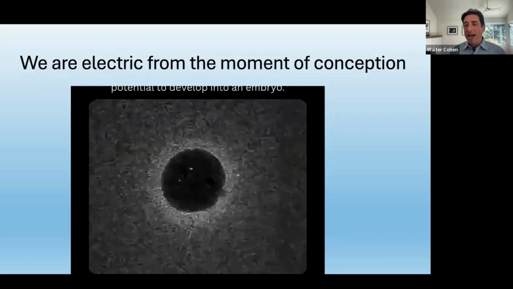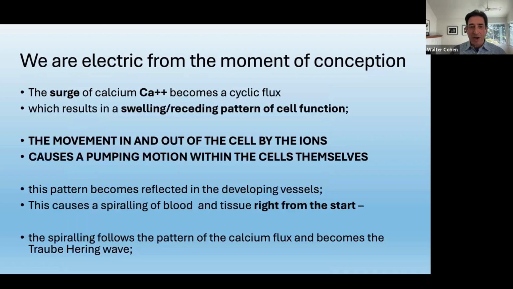It's actually moving. And I don't think we'll get into it today, but I'm happy to talk to other medical professionals, or if you are interested, about how these calcium surges are responsible for creating wave patterns in the body, such as the Traube-Hering wave that osteopaths work with, and that we sense with our hands as part of our therapeutic work. But this is, again, generated by ions. So we basically covered this. The movement in and out of the cells by the ions causes a pumping motion within the cells themselves.